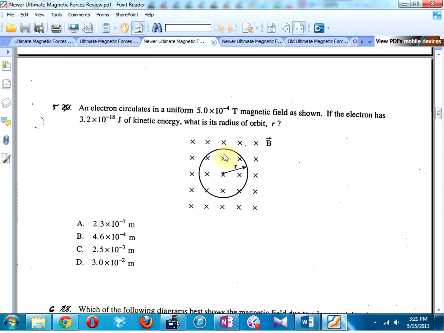So the Teslas is just there to throw you off? No, you need that for the magnetic force. This is going to be FB equals FC. It's going to be qvB equals mv squared over r. You're not going to have v? Oh, yes, you do. It's hidden in the kinetic energy, right?